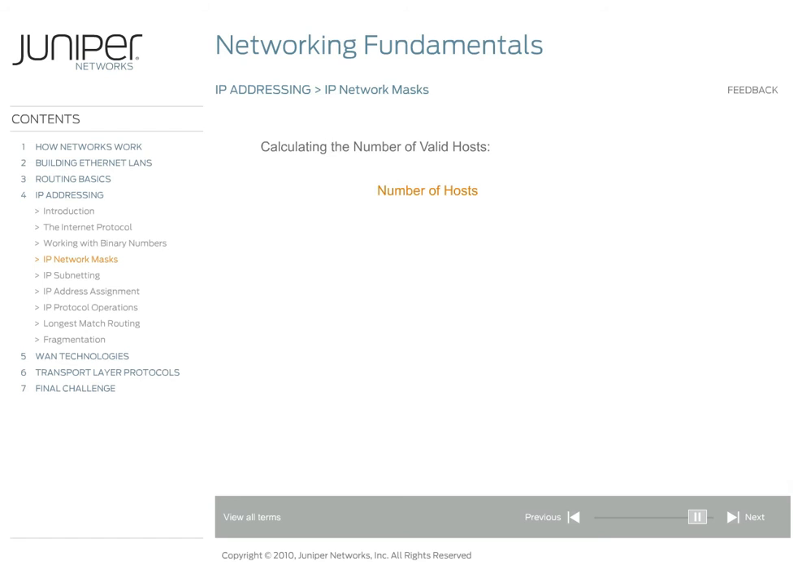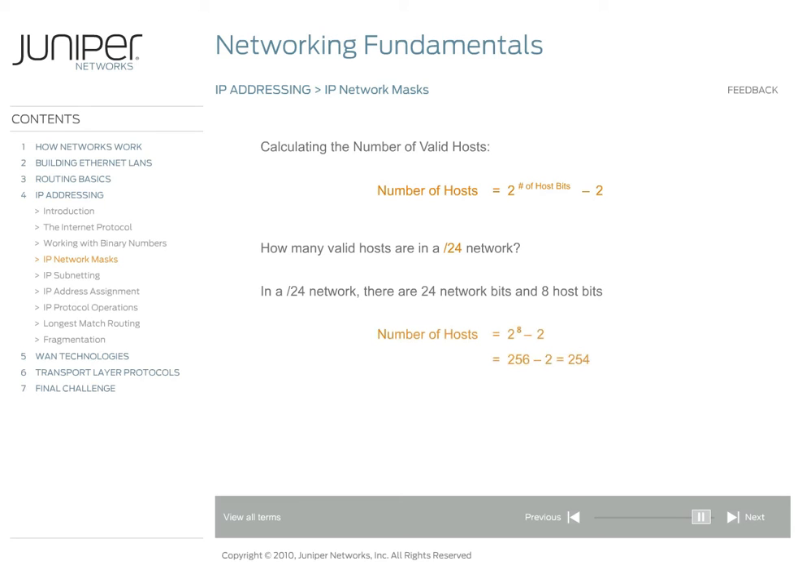The formula to calculate the number of hosts is 2 to the power of the number of host bits, minus 2. You subtract 2 because the network number and broadcast address are reserved. In a /24 network, there are 24 network bits. That leaves 8 host bits. Using the formula, we calculate that we have 254 host addresses available for our network. If more host addresses are needed or more network numbers are needed, we'd have to change the size of the network mask, which we'll cover next.